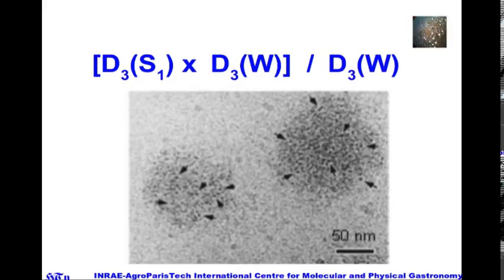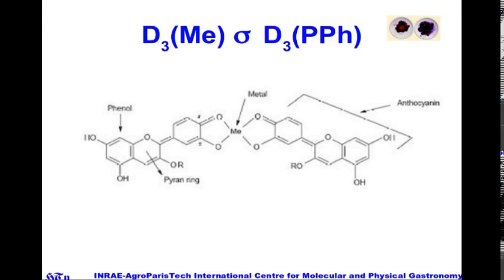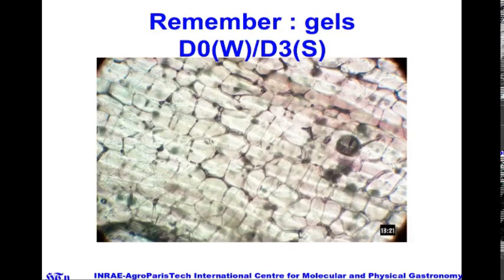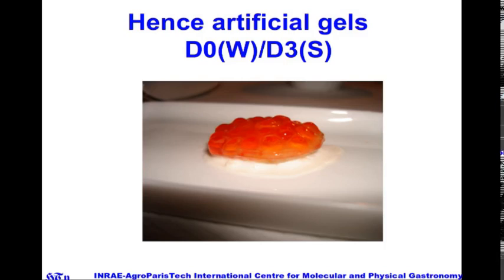Now, for the casein micelles or for the complexation of anthocyanins with metals, you see, here is another formula for gels. D0 water, because you have the inside of cells, randomly dispersed into the solid, which is D3. Okay? And using the same formula, you can make an artificial orange. So you see, you can use the DSF in order to make a description or to make something new.